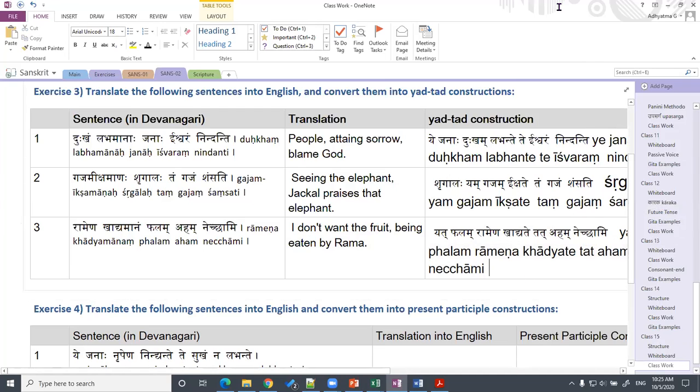Okay, any questions so far? So we did exercise 3, and the question is why not saha in place of tam in sentence 2? Here, if you want saha, it's okay, but the idea is tam gajam shamsati: the elephant he is seeing, he is praising that elephant. If you want to put an additional saha here that refers to shrigalaha, that's okay. But otherwise also the meaning is conveyed. But it will not come in the place of tam because the original sentence itself says tam gajam shamsati.